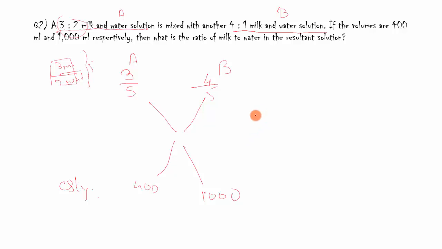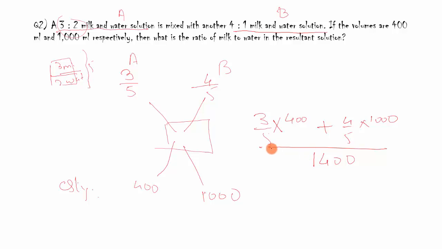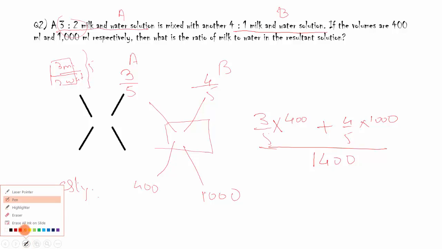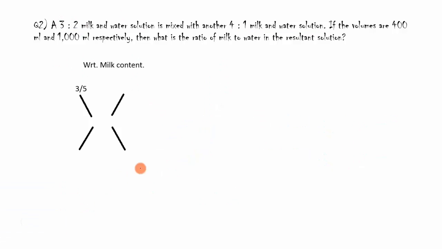When we mix these two, what is the concentration value we'll get as a resultant? 3 by 5 into 400 plus 4 by 5 into 1000, divided by 1400, right? Total, we'll average it out of the total. So that will get, with respect to milk that we're solving, 26 out of 35. That is every 35 liters has 26 liters of milk.